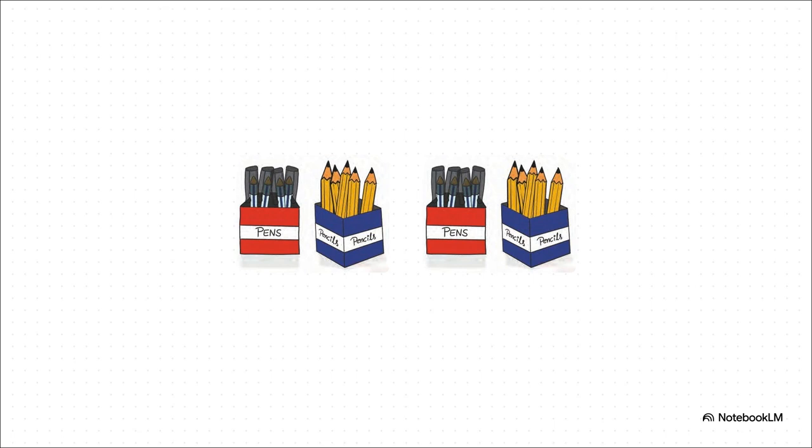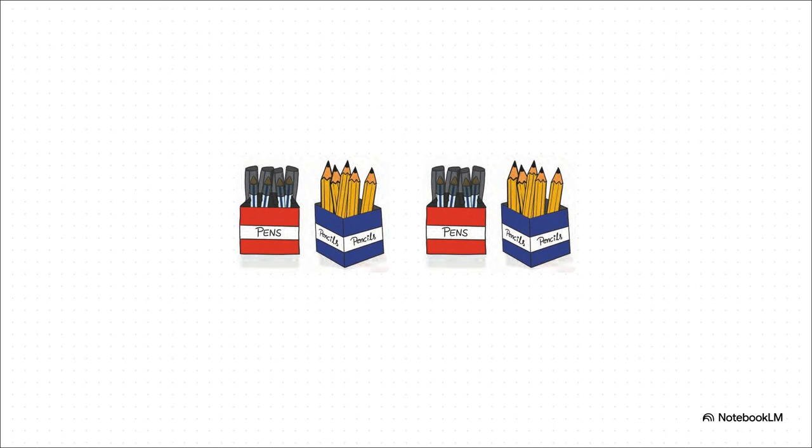Now, if Raju buys an unknown number of red boxes, let's just call that mystery quantity x, he gets 4 times x pens, right? Or just 4x. And if he buys an unknown number of blue boxes, let's call that y, he gets 5y pencils. Now, what if the shopkeeper is feeling generous and tosses in 3 loose extra pens for free? To find Raju's total haul, we literally just add it all together. 4x plus 5y plus 3. Boom, we have just translated a physical shopping trip into an algebraic expression.